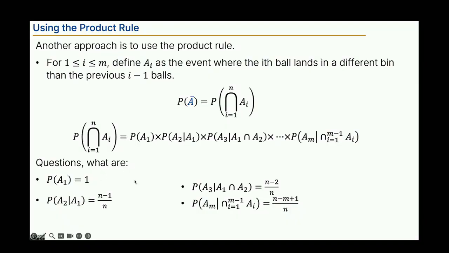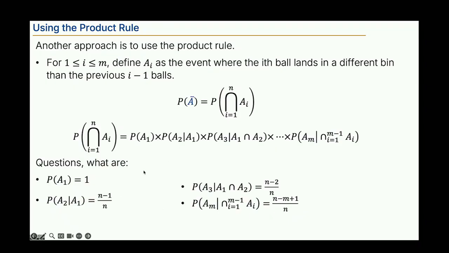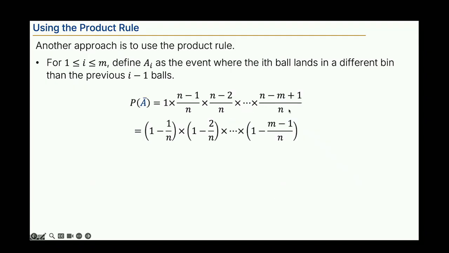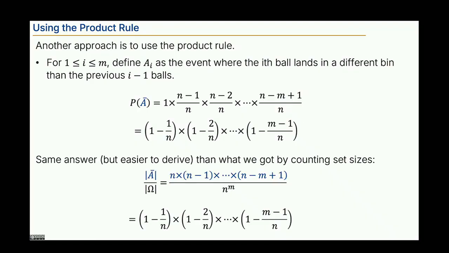So these are the individual probabilities. How do I get the probability of no collision given all these numbers here? Yeah, just multiply them together. So 1 times n minus 1 over n times n minus 2 over n, and so forth up to this. Oh, hey, it's that same expression. So that's another way of solving this problem that didn't involve all of that rigmarole. This is the same answer we got earlier, just without having to count set sizes.